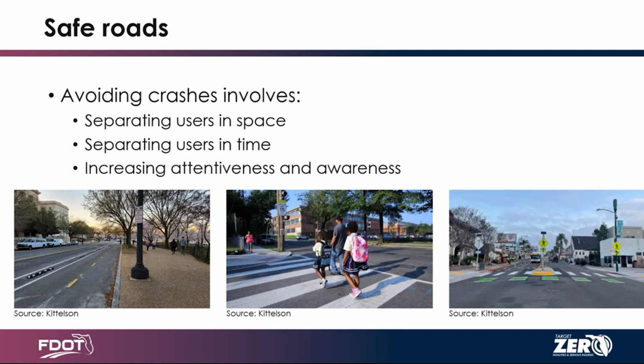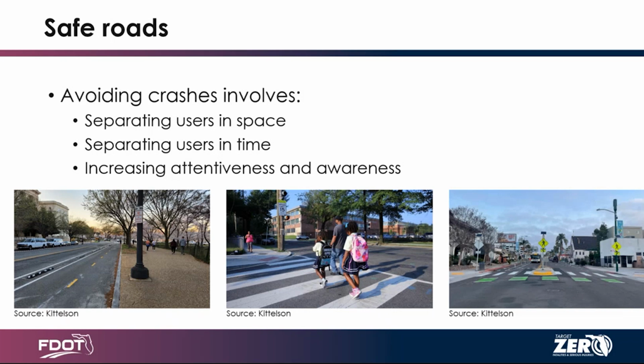Another example of separating users in space, with two vehicles, is an interchange, right? When you have a ton of volume at an intersection, crossing both directions, oftentimes we'll separate those in space with an overpass. So that's another way to separate users in space at the vehicle level.